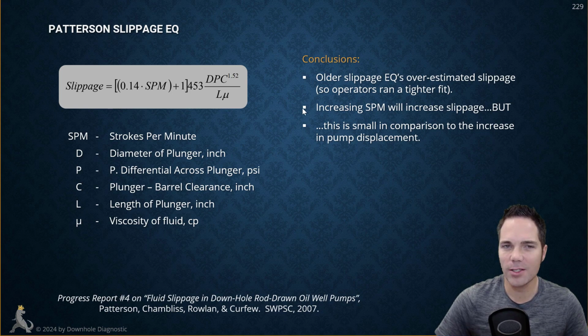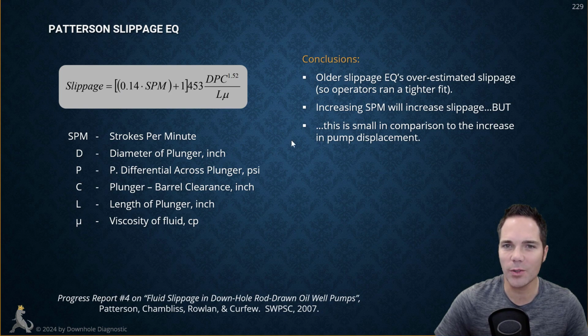Okay, now here's coming back to the strokes per minute. Increasing the strokes per minute will increase the slippage, which I think is counterintuitive. If your pump is slipping more, you want to increase the strokes per minute. It'll increase the slippage, but we got a big but. Okay, this is small in comparison to the increase in pump displacement. Okay, so it's still a good idea to do it, but they found in their testing, there is a static component to slippage, like the pressure differential and the clearance and that sort of thing, but there's also a dynamic component. So the faster they were stroking it, the more slippage they were actually seeing, and it was taking off a percentage of the slippage. But anyways, don't get caught up on that.